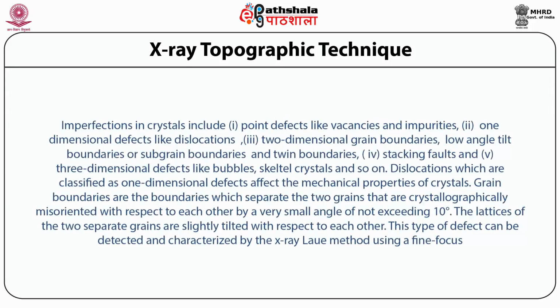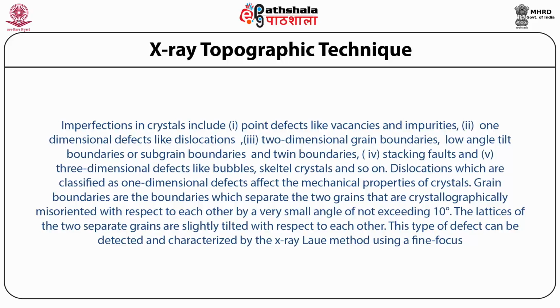Imperfections in crystals include, first, point defects like vacancies and impurities. Second, one-dimensional defects like dislocations. Thirdly, two-dimensional defects: grain boundaries, low-angle tilt boundaries or sub-grain boundaries, and twin boundaries. Number 4, stacking faults. And 5, three-dimensional defects like bubbles, skeletal crystals, and so on. Dislocations, which are classified as one-dimensional defects, affect the mechanical properties of crystals.